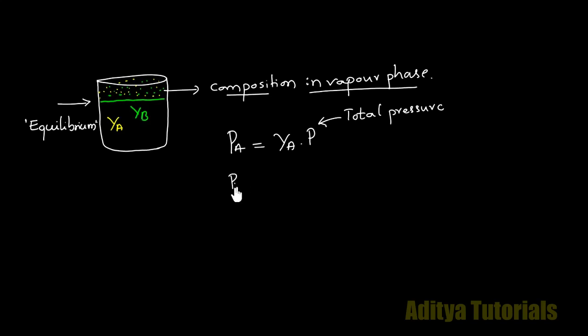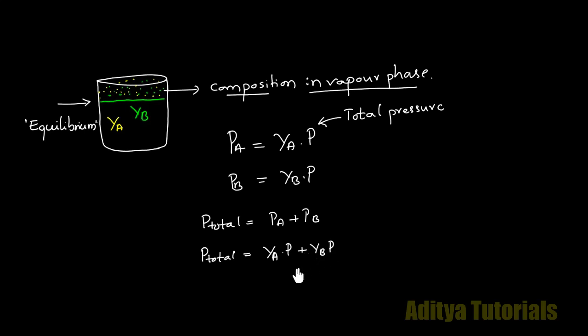If I have PB, the partial pressure of B, it is equal to YB into the total pressure P. Therefore, P total is equal to P of A plus P of B, because if I add the values of the partial pressures of A and B, we get Y of A into P plus Y of B into P. In this case, the P is a constant. If you take it out, you will get Y of A plus Y of B. And we know that the sum of all the mole fractions is always equal to unity. Therefore, it becomes P into 1, that is equal to P, the total pressure. So this holds good.